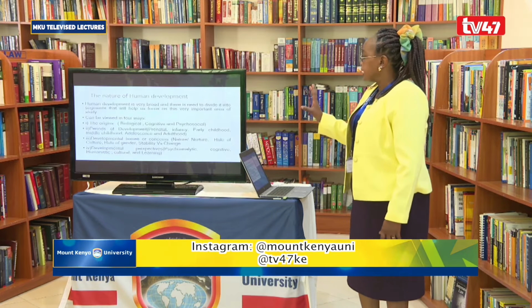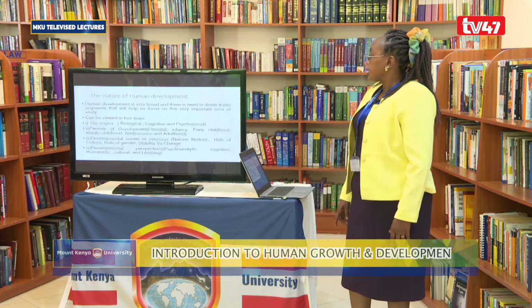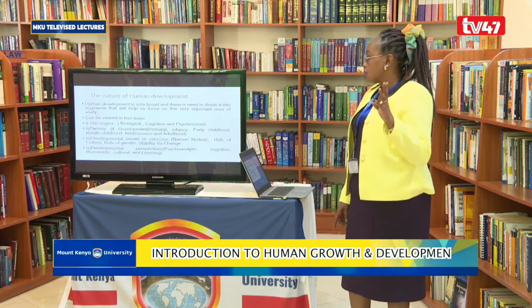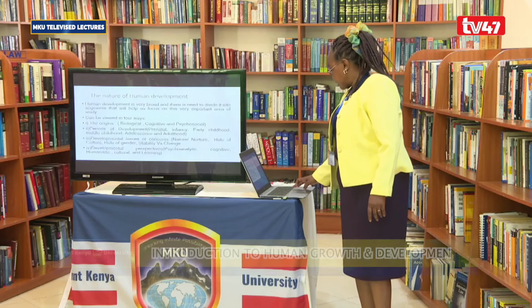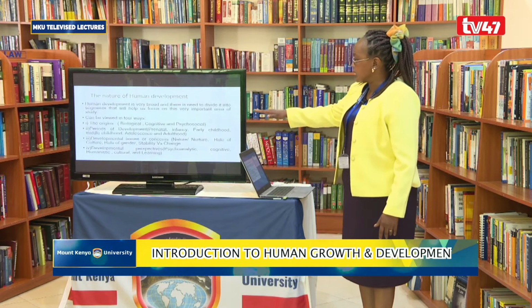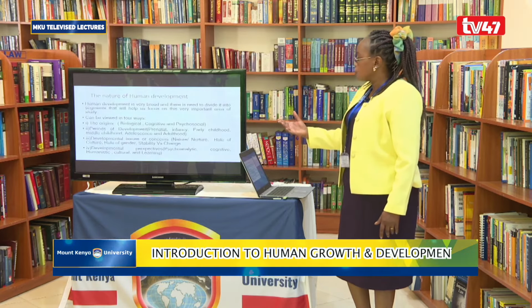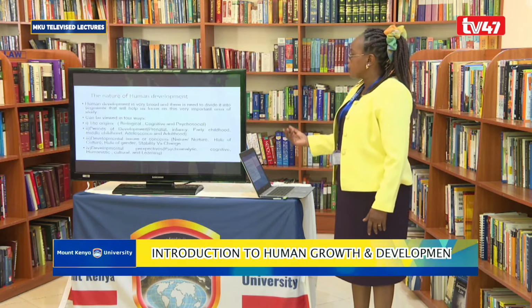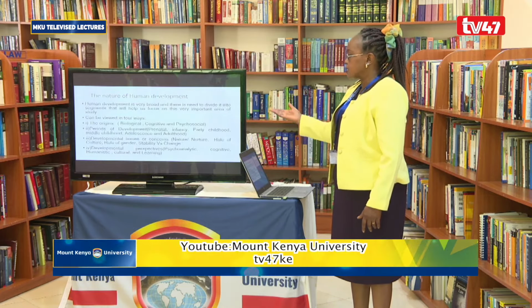So when we talk of the nature of human development, ladies and gentlemen, think about the four things that we have said: the origins, the periods, the developmental issues or concerns, and even the perspectives. So even in our course, we'll see how all these things fall in place, such that by the time you are done with the unit, you should be able to see the influence of biological, cognitive, and psychosocial aspects on development.